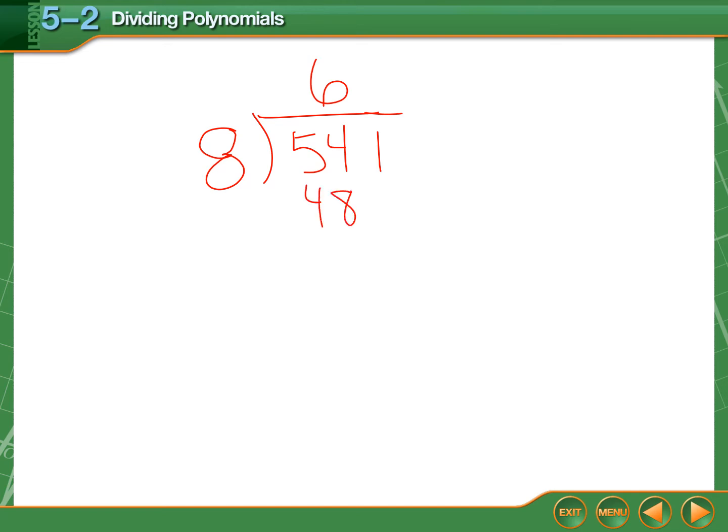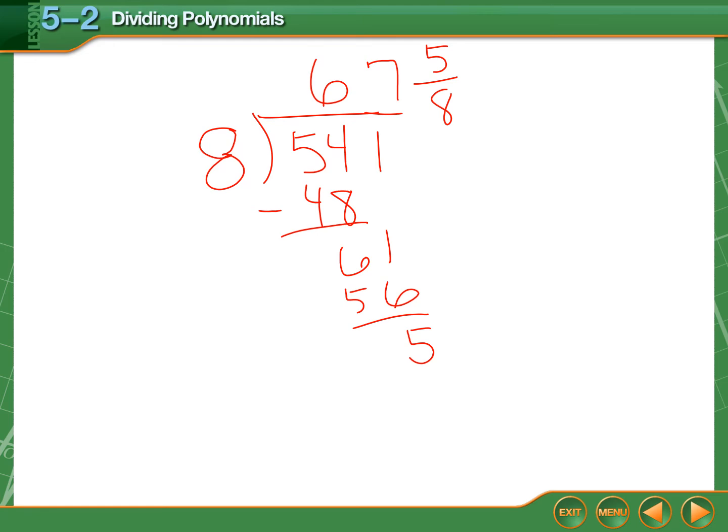Once we did that, remember we multiplied. Remember these exact steps because that's what we're going to need. Then we subtract, 54 minus 48. That's 6. So we bring down the 1. How many times does 8 go into 61? The closest thing is 7. So I can write 7. 7 times 8 is 56, and 61 minus 56 is 5. And so I have 5 over 8 as my fraction.